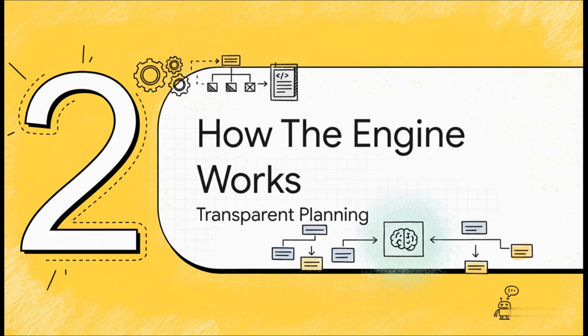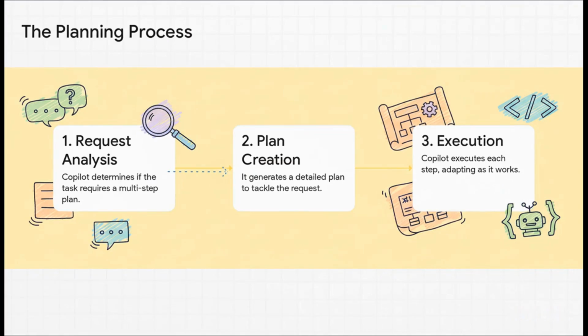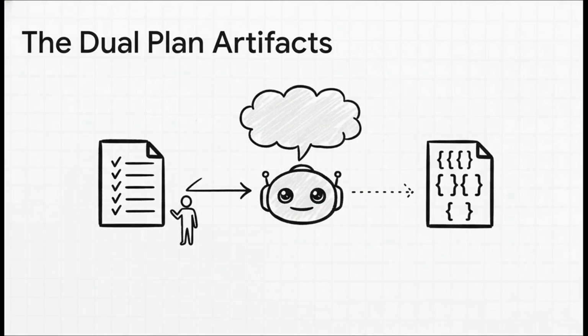Okay, so how does this all work under the hood? How does it go from a black box to this transparent planner? Let's dig into the actual mechanics of the planning engine. It's basically a three-step dance. First up is request analysis. Copilot looks at what you asked for and decides, is this simple or is this complex? If it's simple, you get code right away. But if it's complex, it kicks into step 2, plan creation. This is where it generates that detailed multi-step plan. And only after that plan is made does it move to step 3, execution, where it works through each step one by one.